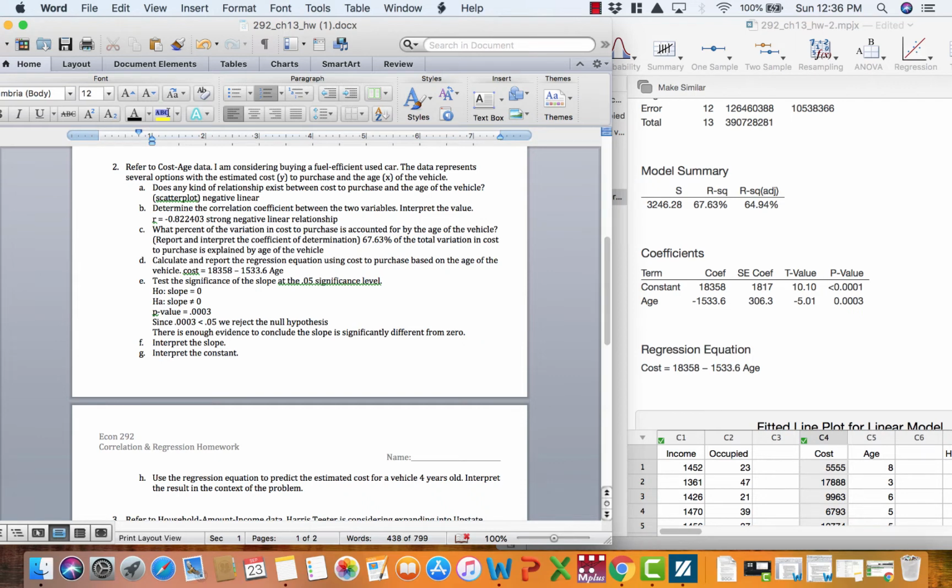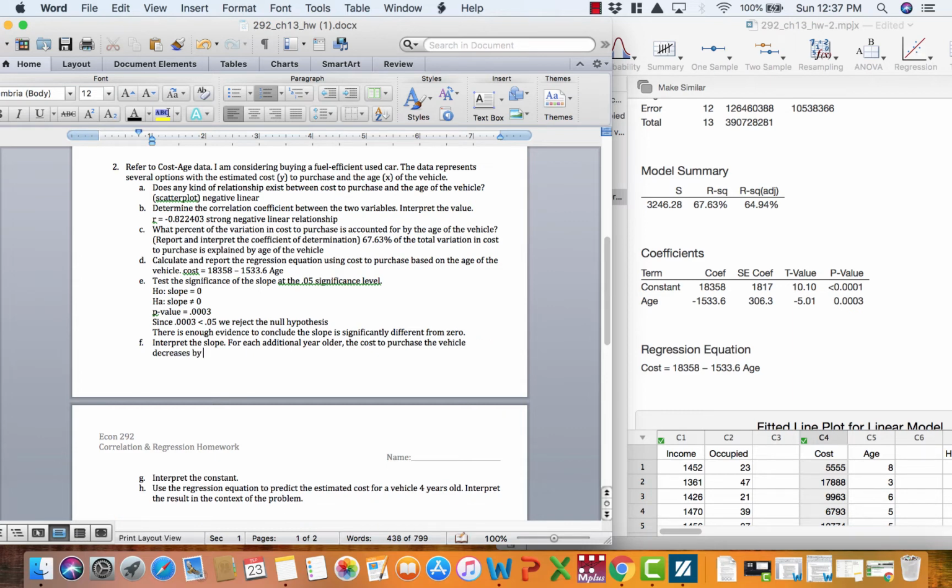All right, so we want to interpret this negative 1533.6. Again, for each additional x, y changes by the slope. For each additional year older, the cost to purchase the vehicle decreases by $1,533.60.